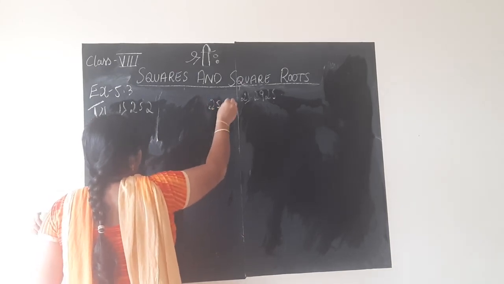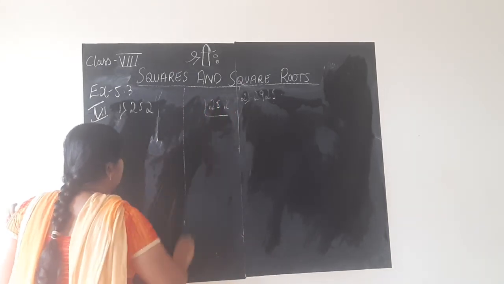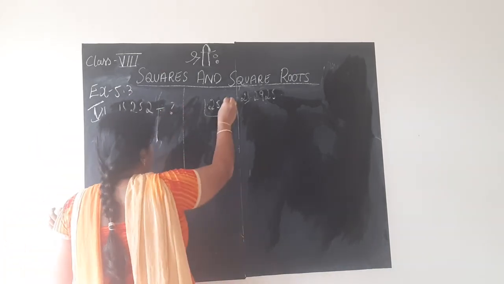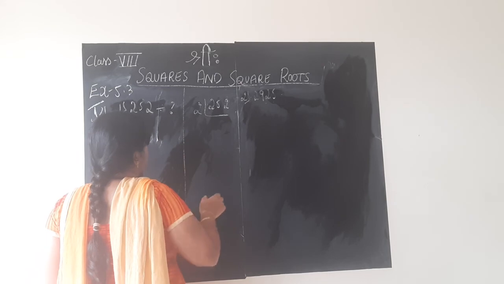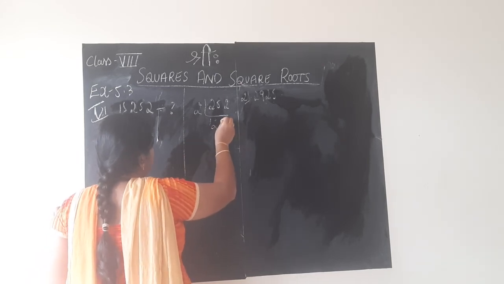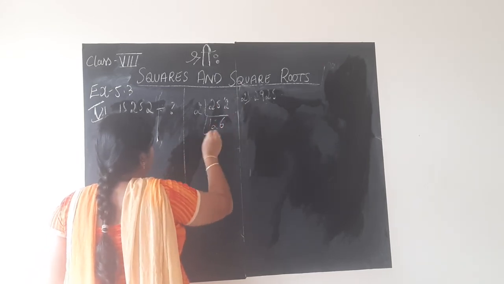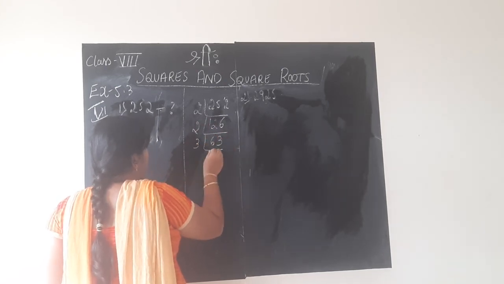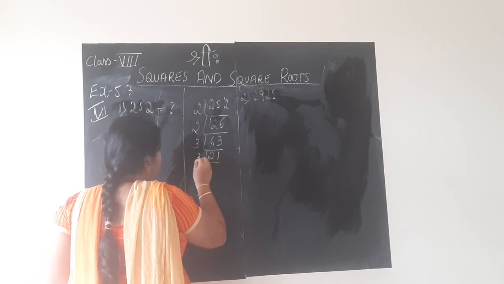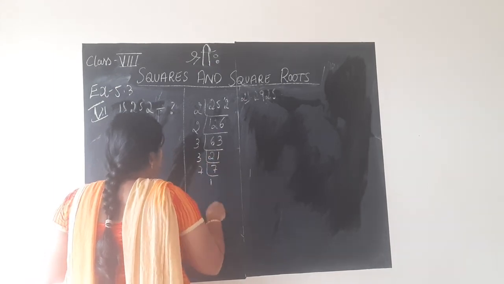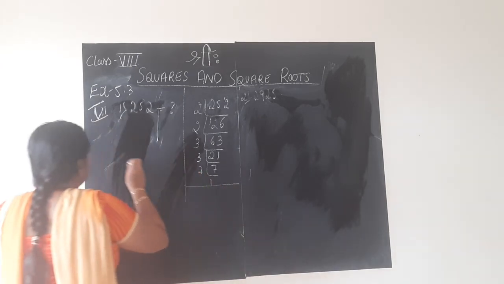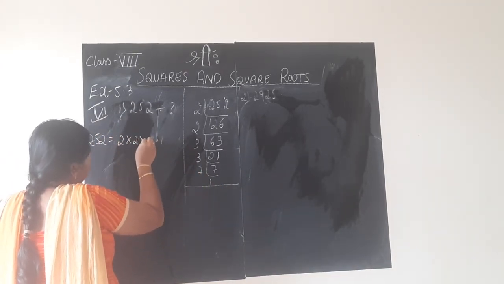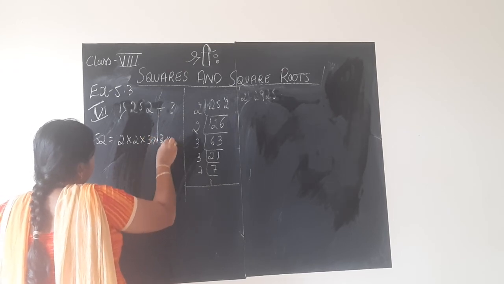So 252 divided by what is the question mark here. Since 2 is there, I will start with number 2 itself. 2 1s are 2, 2 2s are 4, 2 6s are 12, 2 3s are 6. I got 3, so 3 2s are 6, 3 1s are 3, 7 3s are 21, 7 1s are 7. So if you observe, children, we got 252 as 2 into 2 into 3 into 3 into 7.